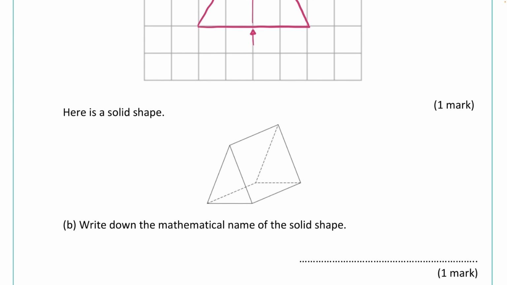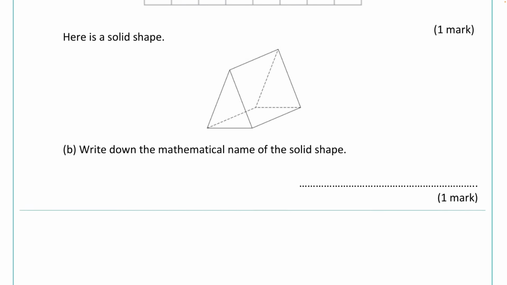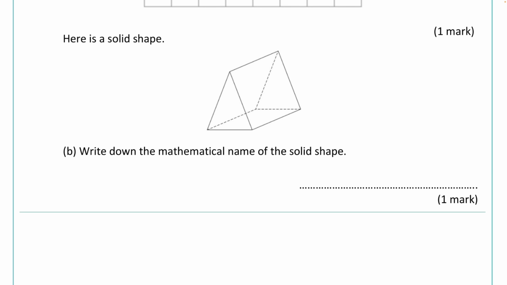Part B here, it says here is a solid shape, write down the mathematical name of this solid shape. Now, for this one here, we have a prism with a triangular face. So this one here is just called a triangular prism. And there we go, there is the mathematical name of that solid shape. Of course, just make sure that you know all your different solid shapes, such as a cylinder, where it has a circular cross-section, and all of those different names for the fancy ones.